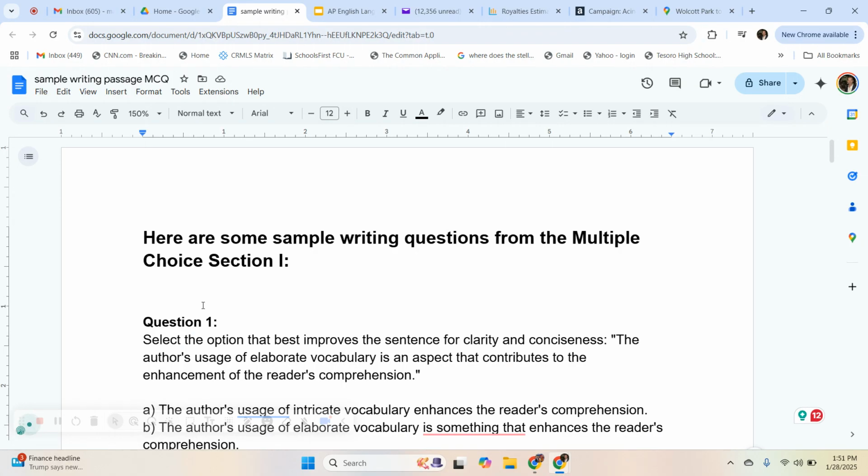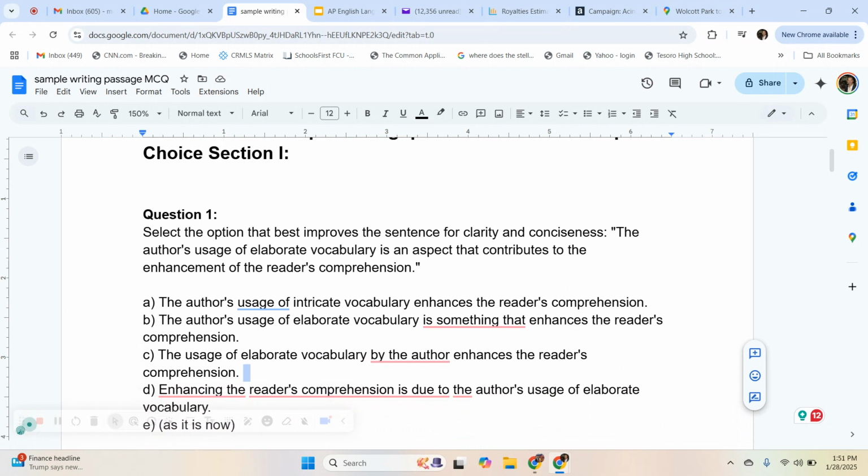Let's look at question number 1. Select the option that best improves the sentence for clarity and conciseness. The author's use of elaborate vocabulary is an aspect that contributes to the enhancement of the reader's comprehension. Now, we do this activity in my class where we eliminate prepositional phrases or prepositions that are unnecessary, and this sentence is chock full of them. So again, we're going to look for wrong answers and use process of elimination.